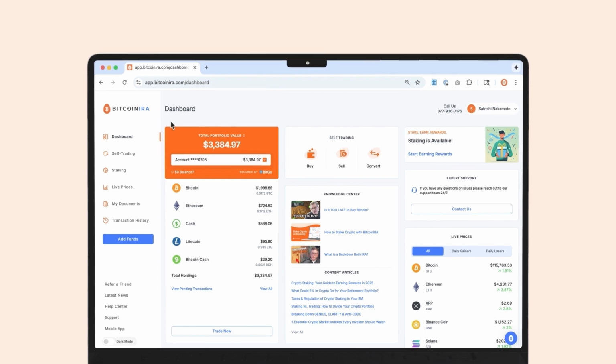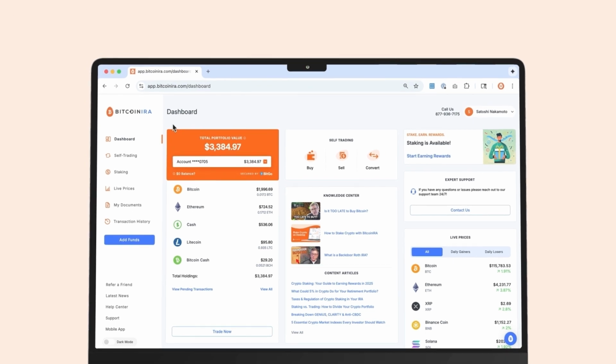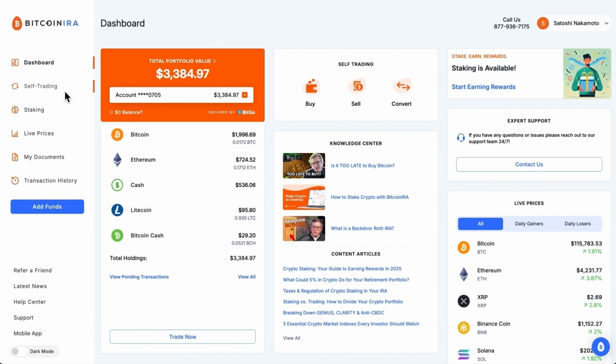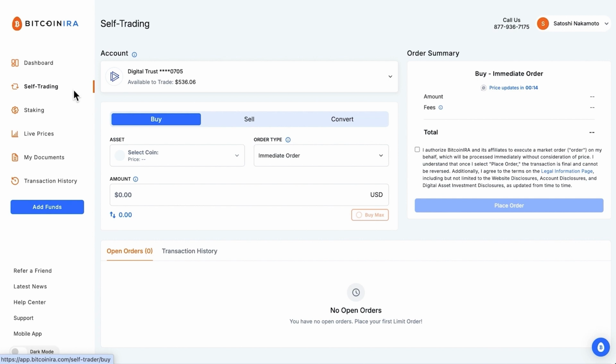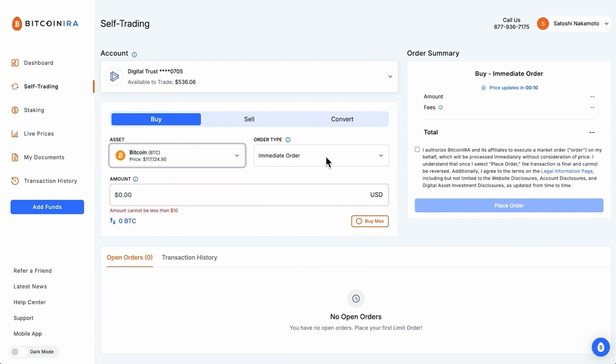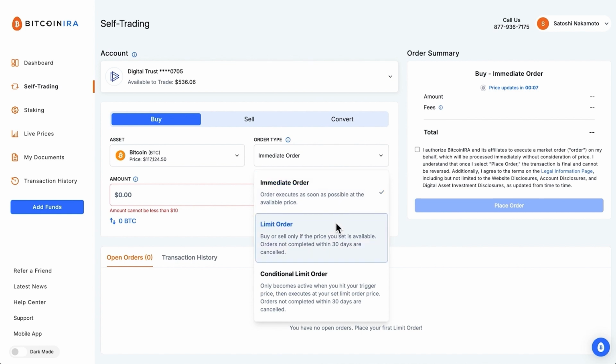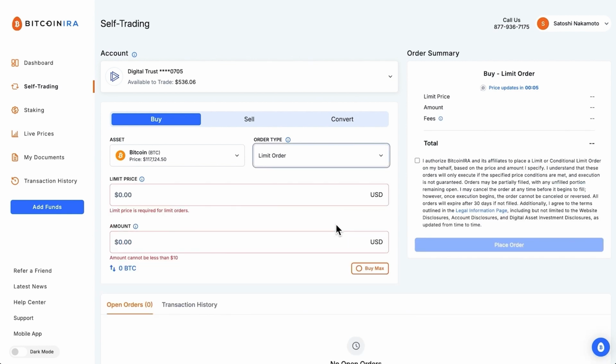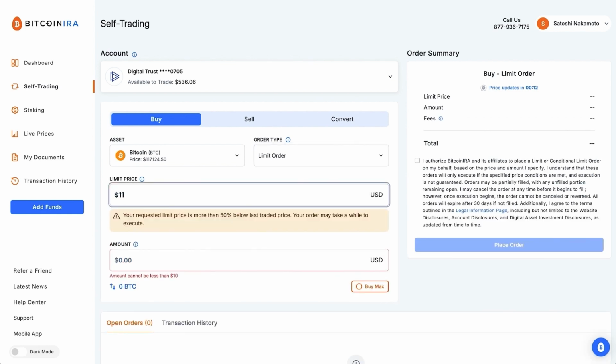To place a limit order, first log in to your BitcoinIRA account. Once you're in, go to the self-trading page. Next, pick the crypto asset you want to trade. Under order type, choose limit order. Now, enter your limit price. That's the price at which you want your trade to execute.